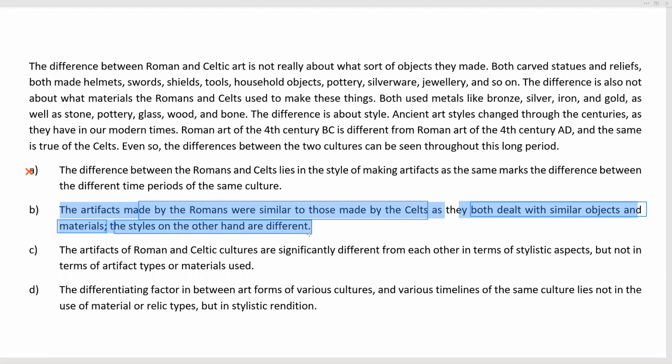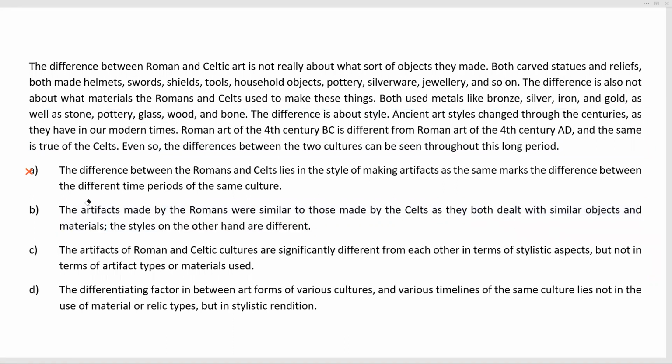So this covers, again, two of the three key aspects. It omits the aspect of differences between different timelines or time periods of the same culture. So that is one aspect that we see compared to option A, B loses out. But maybe this is the only option that is valid. So we might be able to eliminate the other options, in which case we'll have to select option B. Let's look at the other options.